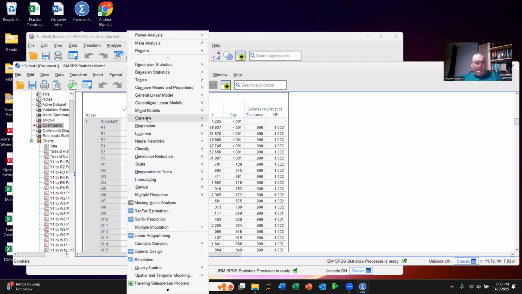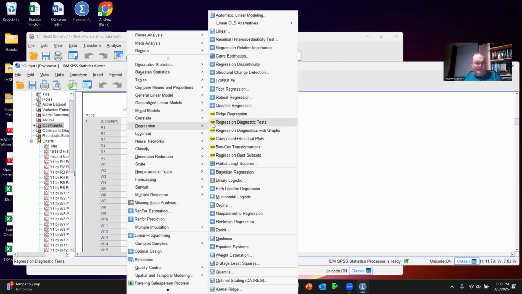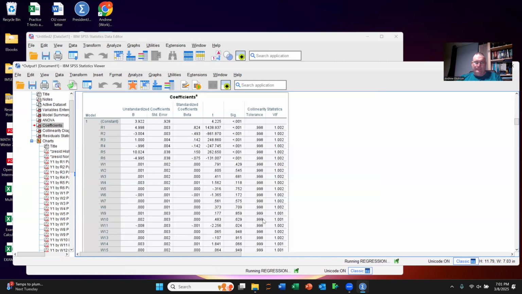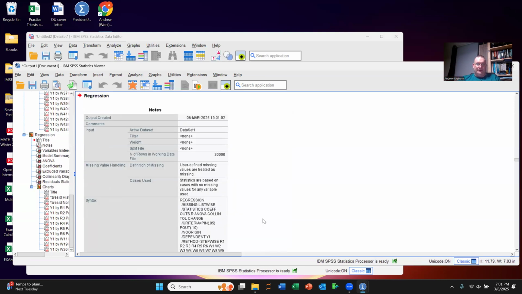If I use some of these other methods here, so if I go back to regression, I got everything set up, but this time I'm going to use stepwise. Now that I'm using stepwise and I click on OK, again, it's going to take a little while. You can see down here that it says running regression. All right, there it is.